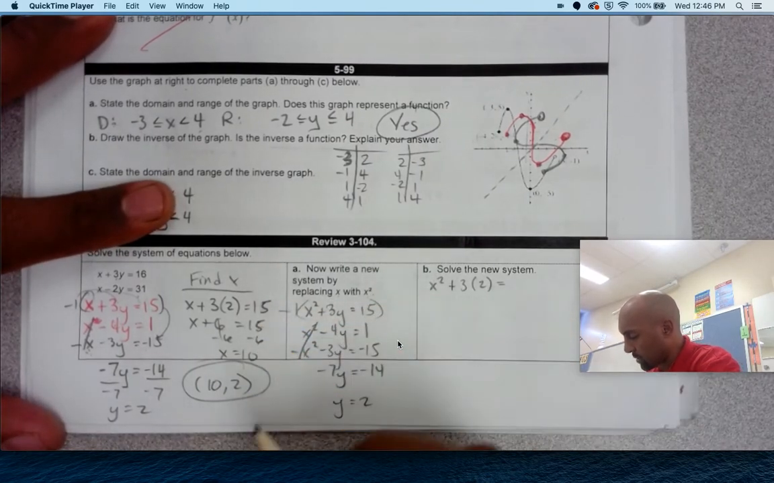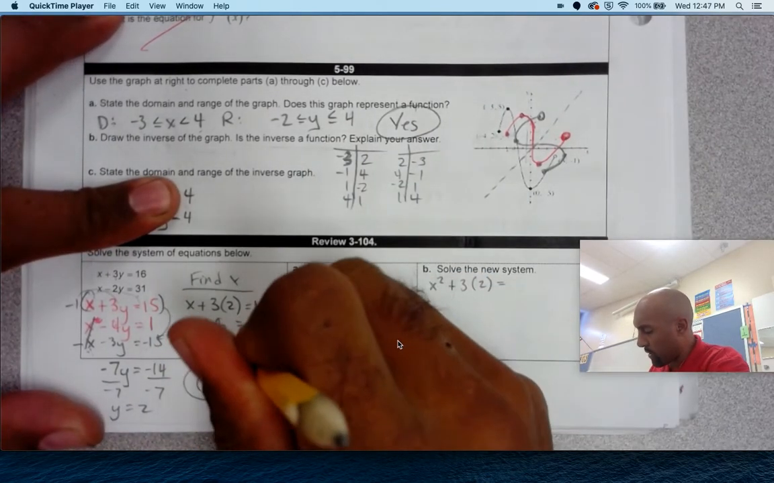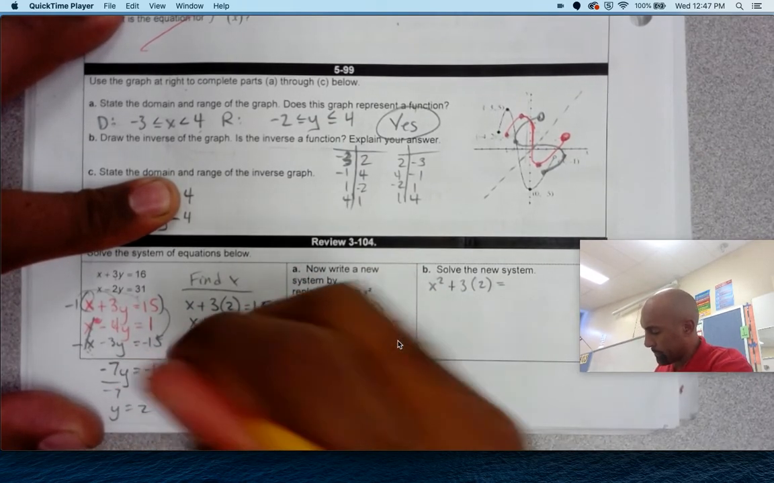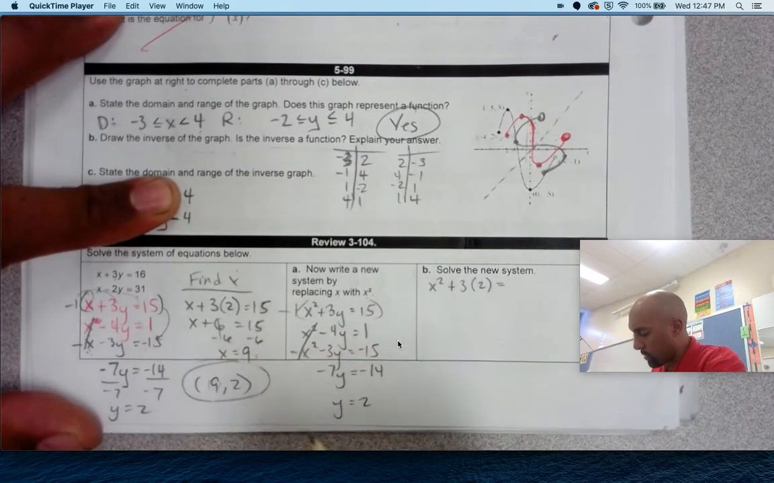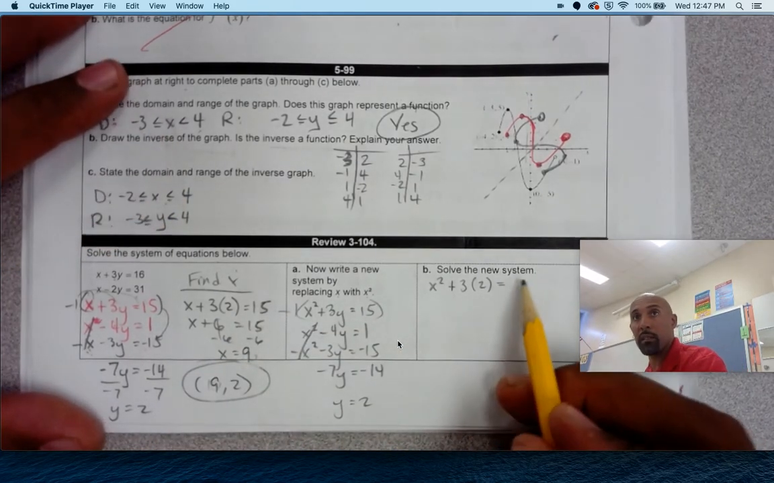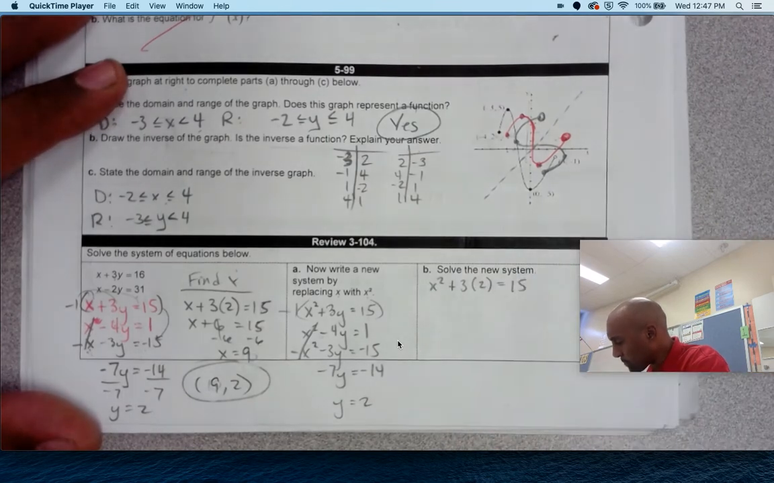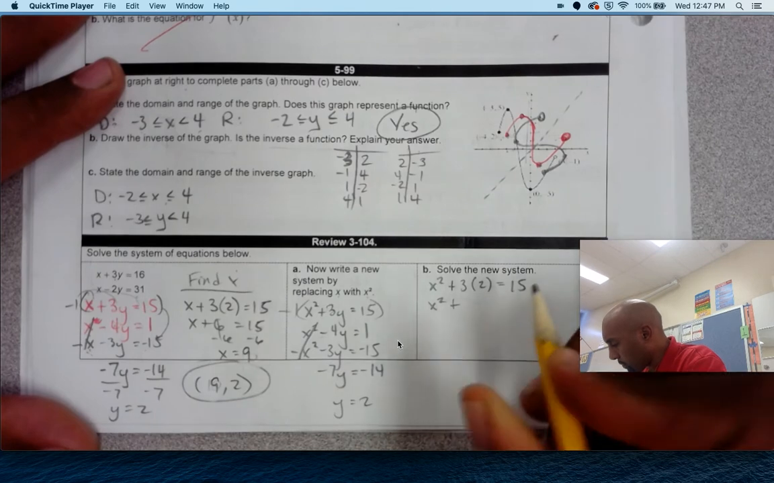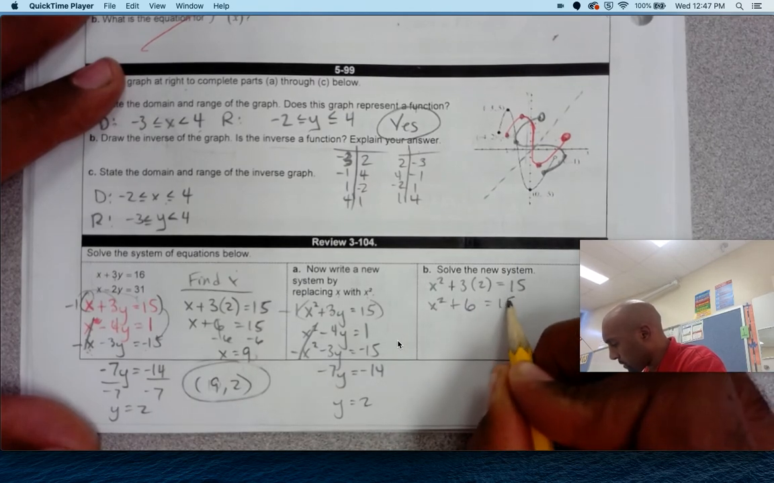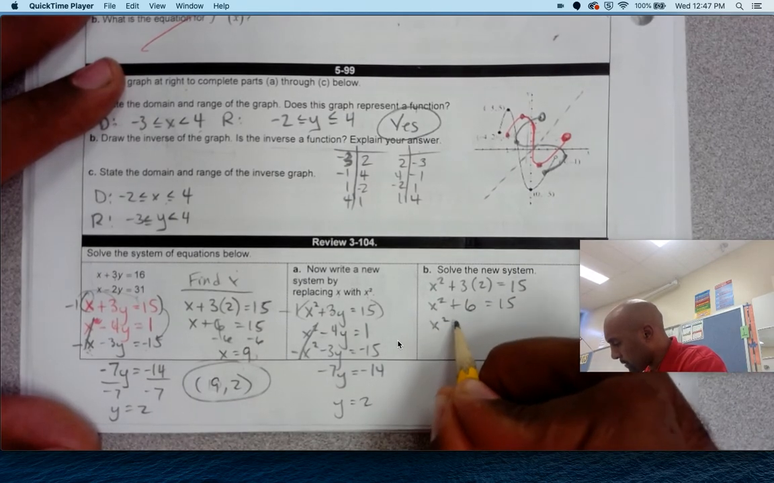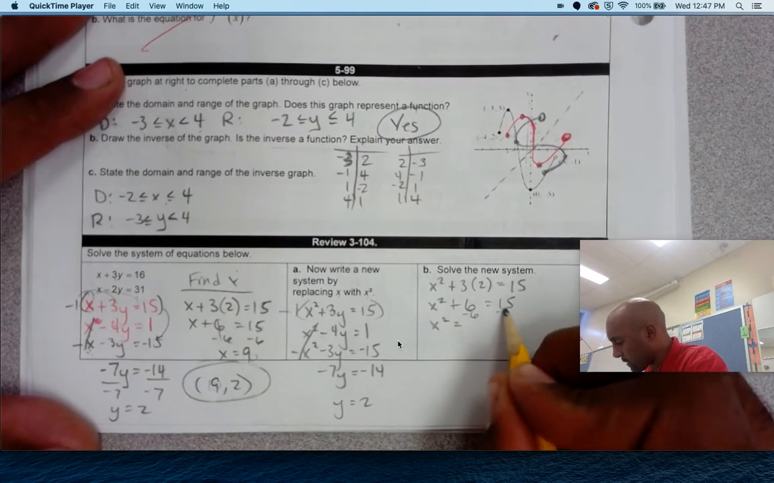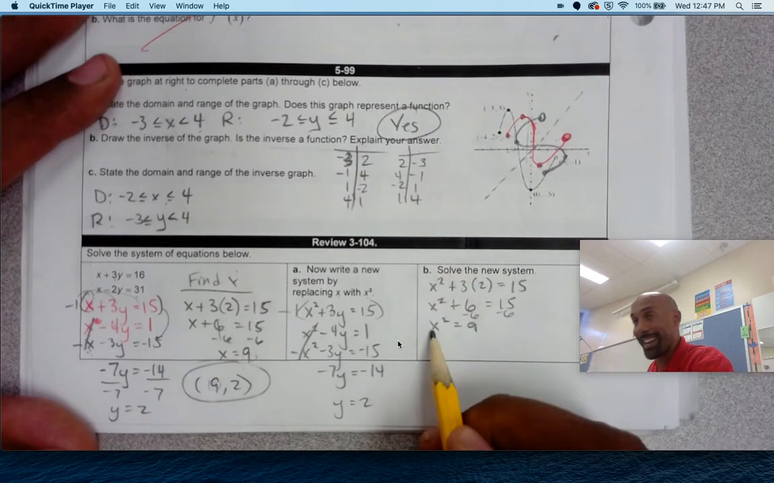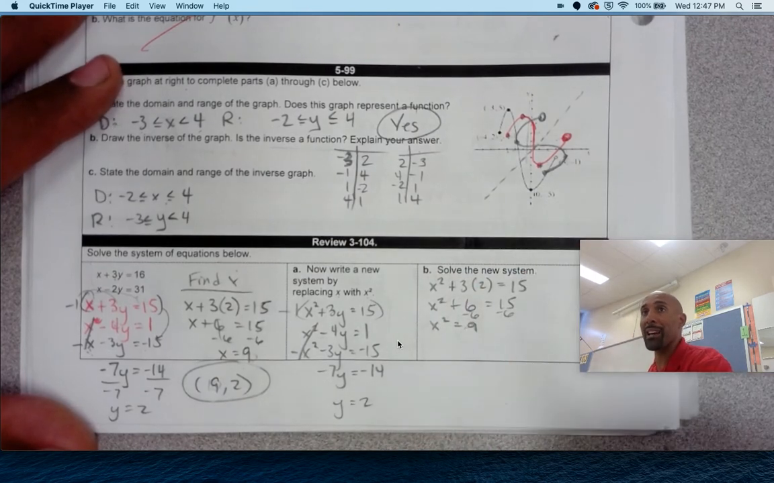All right, so then 15 minus 6 would be 9. So this is actually a 9. You will not get the same answer over here. So now this equals 15. I'll get 6 here. And then I'm going to subtract the 6. And you're like, yes, you did, you got 9. No, I didn't, because it's x squared equals 9, not x equals 9.